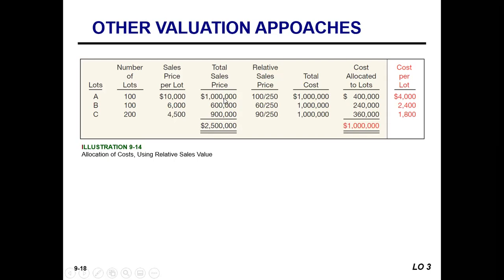And then we're looking at what does each one of these categories take up of the whole. So the $1 million in sales divided by 2.5 million. The 600,000 in sales divided by 2.5 million. The 900,000 in sales divided by 2.5 million, right? And that's what they're showing us here. So if we're thinking about the million in sales divided by the 2.5 million overall, and we take that fraction and multiply it by the total cost, and that determines how much we're allocating to lots A, right?